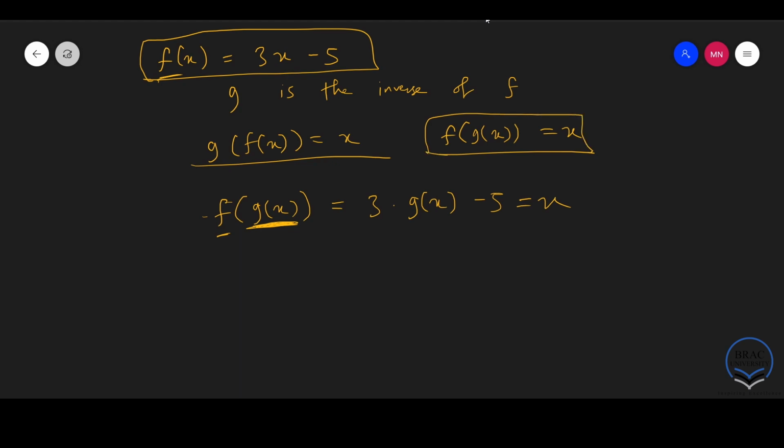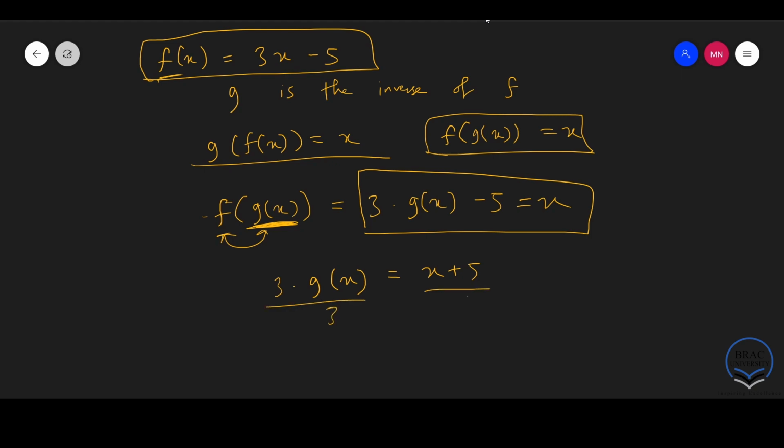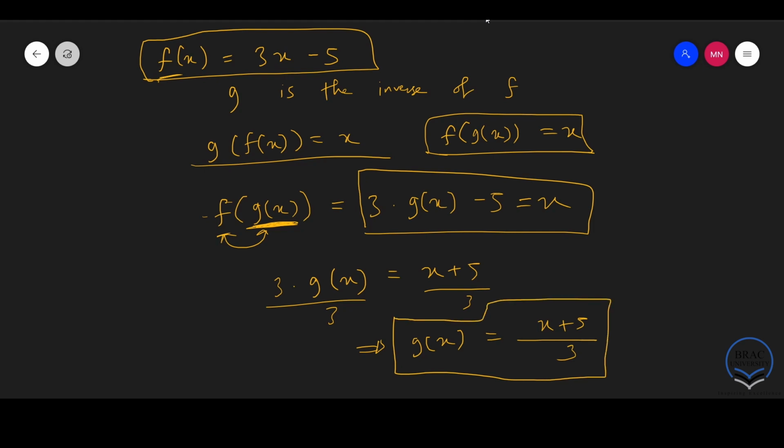And that is because these two are inverses of each other, right? So now we can just solve this equation for g of x. So we have g of x times 3 is equal to x plus 5, and we can just divide both sides by 3, and this gives us g of x is equal to (x plus 5) divided by 3, right? And this is our inverse function. So g of x is the inverse of f of x.